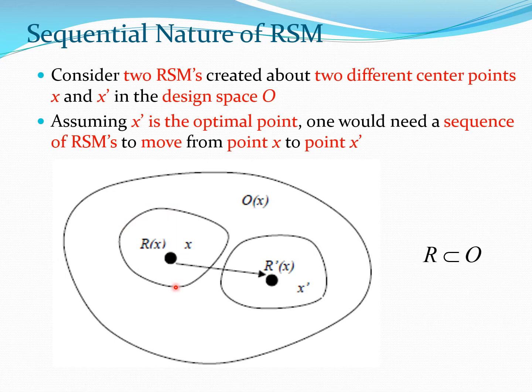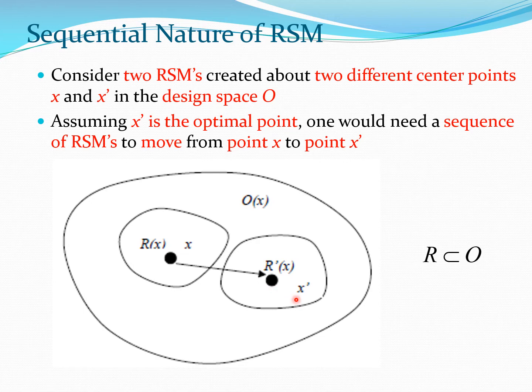Therefore what we do is that we find the best possible solution within this region, and it's very likely that it's going to lie somewhere on the boundary of this particular region R of X. Then we take that point as the new starting point. We create a response surface around this point, and we keep doing this process till we finally get a response surface here, R dash X, and we converge to some point X dash.